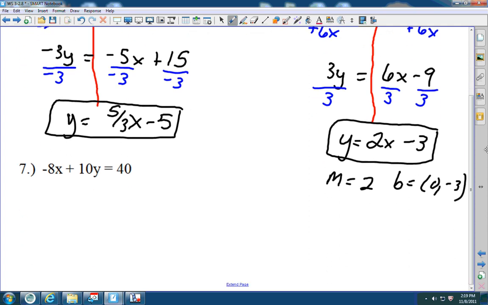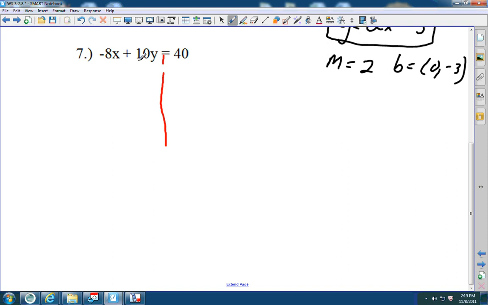This next one over here, let's see, I'm going to move that over just a tad. There we go. All right, so I want you to find the equation of this one in slope-intercept form, and then I want you to tell me what the slope is and what the y-intercept is. First off, I would add 8x to each side, and I get 10y equals 8x plus 40. Now I'm going to divide by 10.